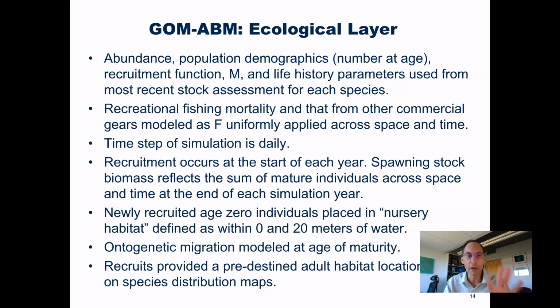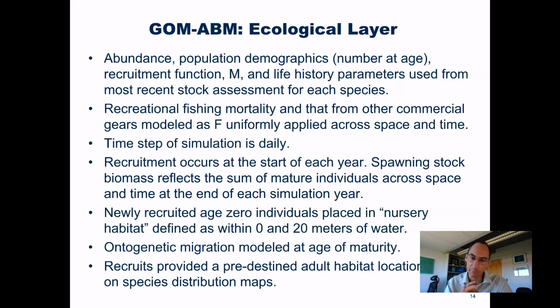In both versions of the model, recreational fishing mortality is not modeled explicitly as individual fishing agents. It's just modeled as one overall fishing mortality that's uniformly applied across space and time. That's something we're currently planning to improve in the model and get to a point where that can be modeled explicitly. The time step of the simulation is daily, so each time step is one 24-hour period, and recruitment occurs at the start of each year and just follows the spawner-recruit function estimated from each stock assessment.